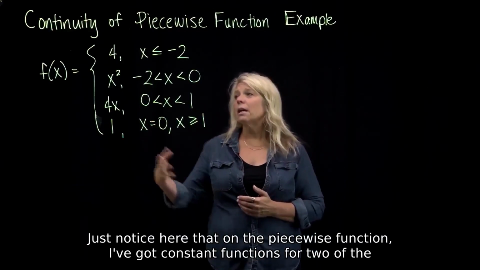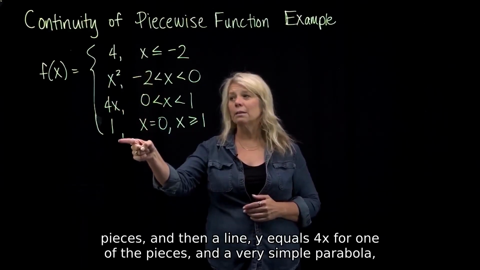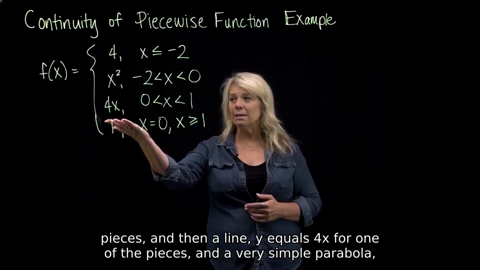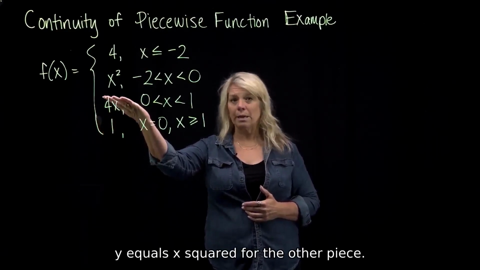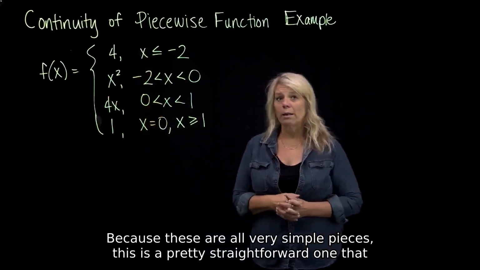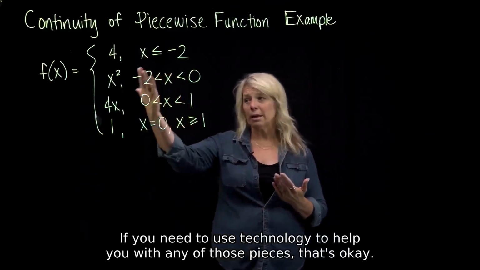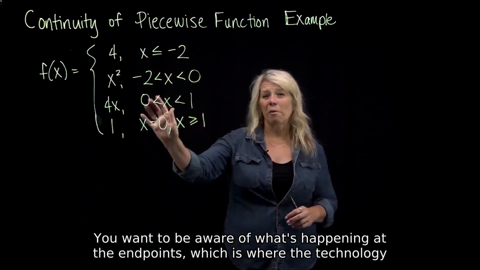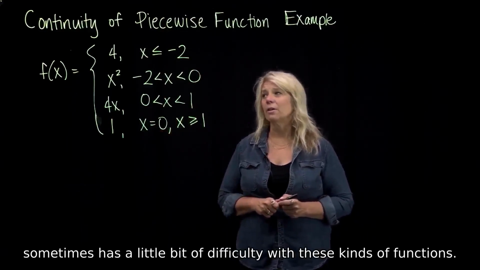So just notice here that on the piecewise function, I've got constant functions for two of the pieces, and then a line, y equals 4x, for one of the pieces, and a very simple parabola, y equals x squared, for the other piece. Because these are all very simple pieces, this is a pretty straightforward one that you can draw the graph by hand. If you need to use technology to help you with any of those pieces, that's okay. You want to be aware of what's happening at the end points, which is where the technology sometimes has a little bit of difficulty with these kinds of functions.